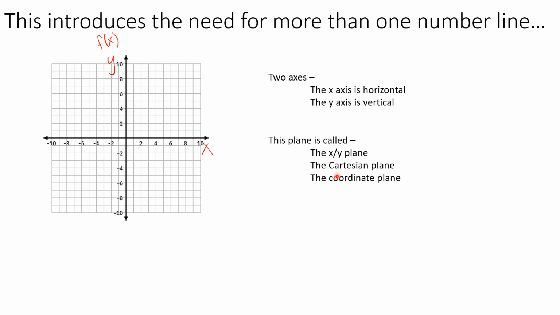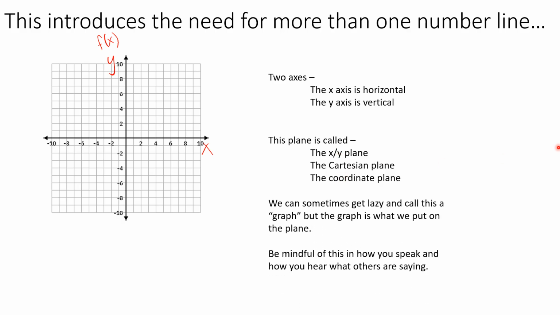You'll hear it called the Cartesian plane or Cartesian coordinate system, and that is after René Descartes, who is responsible for a lot of the math that we study. So, famous historical mathematician, go ahead and look him up. You'll also hear the coordinate plane, because what we do with this is we map different coordinates. Those are the three most common names for that plane.